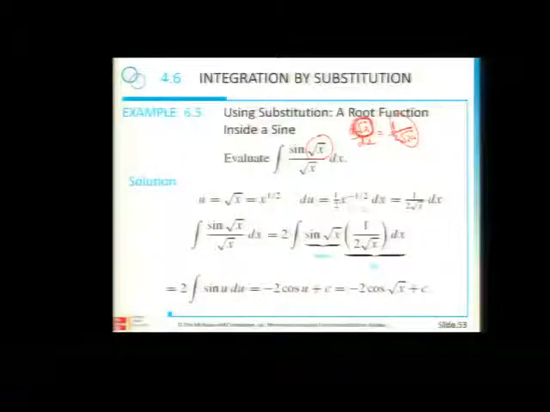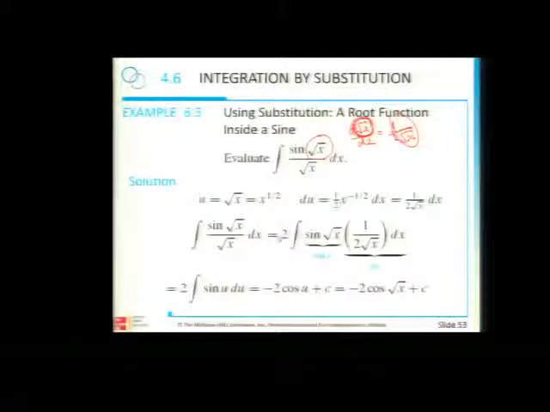Then du, according to the expression, is du/dx times dx. So du/dx is half times 1 over root x, times dx. All right, then substitute. The original integral, without substitution, we don't know what to do with. Now, sine of square root x becomes sine u, no more square root x.